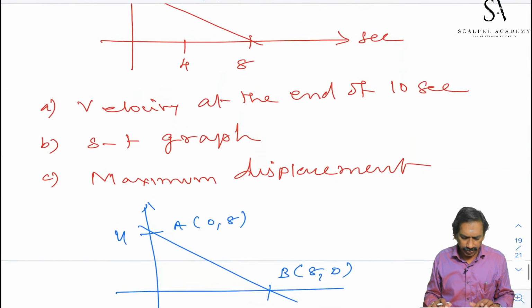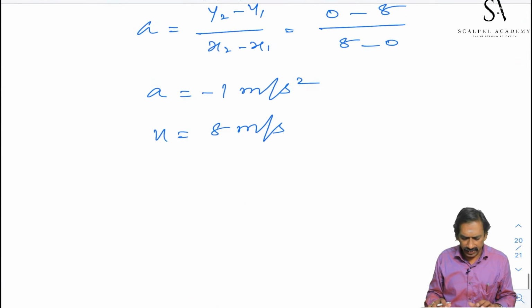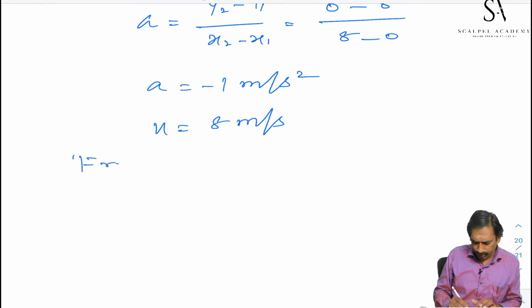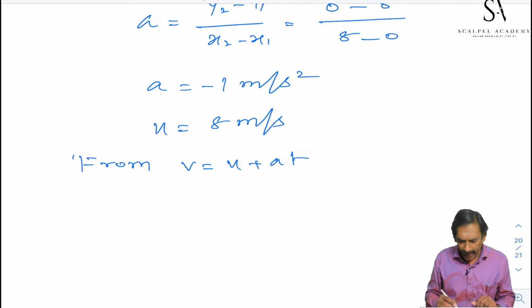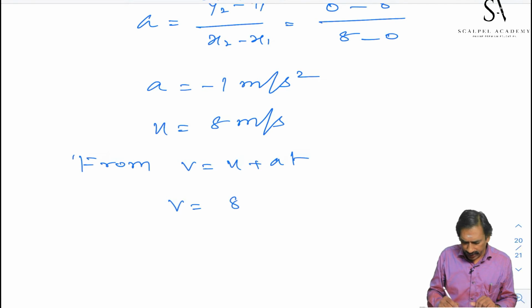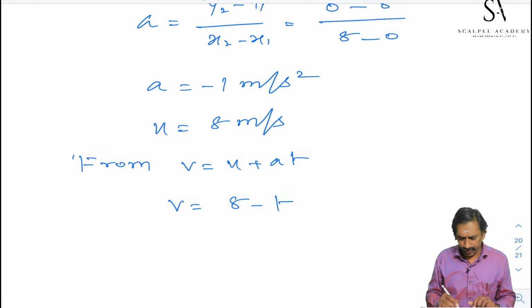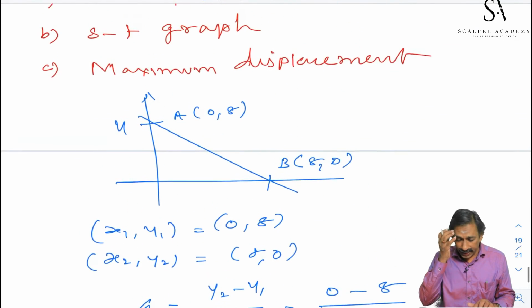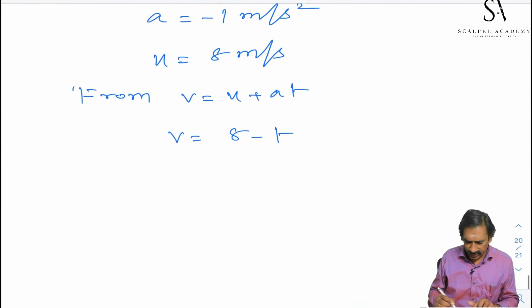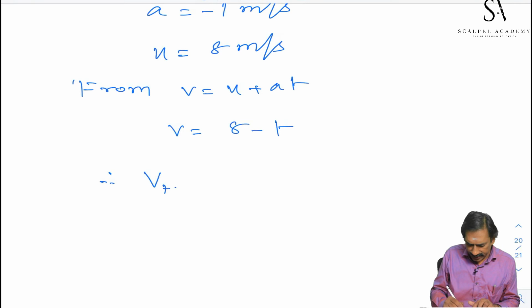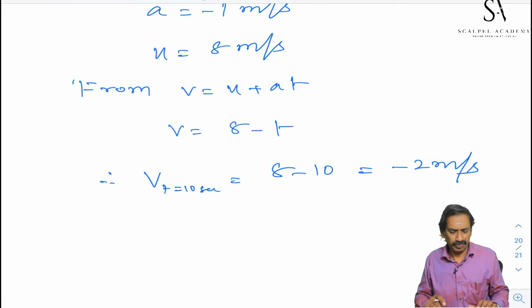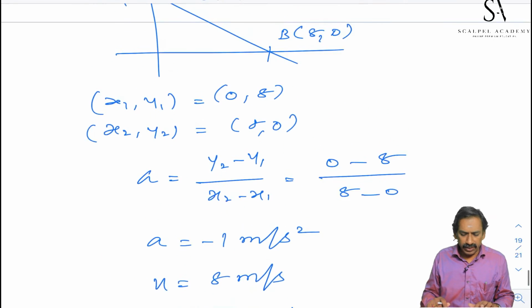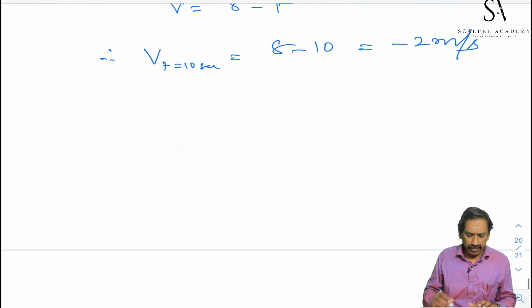So what is asked? Velocity at the end of 10 seconds is asked. From v is equal to u plus at, we can get velocity as a function of time. V is equal to 8 minus t. Velocity at the end of 10 seconds: therefore, velocity at 10 seconds is equal to 8 minus 10, that is equal to minus 2 meter per second. There is another method to calculate this velocity. Shall we go to method 2?